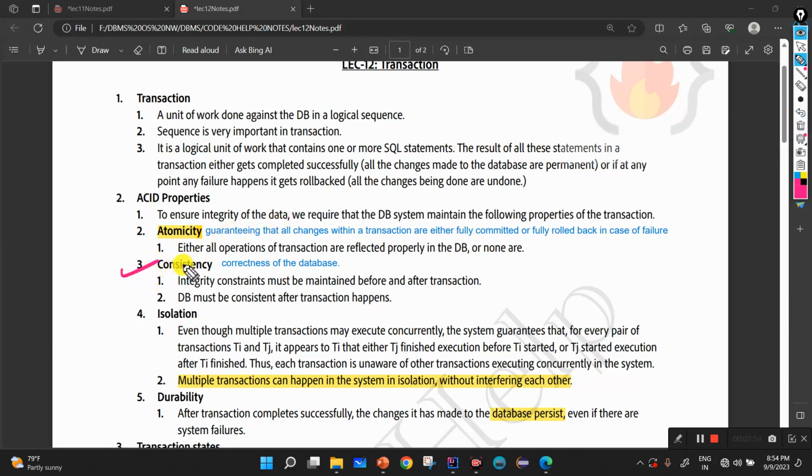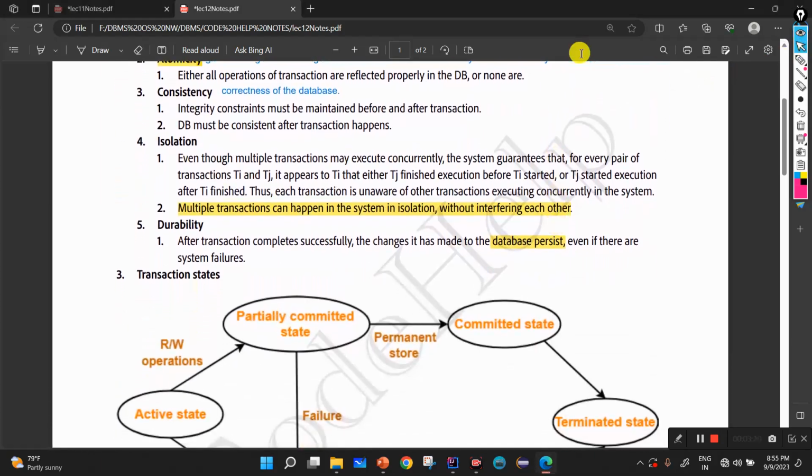Now, consistency means the correctness of the database. Integrity constraints must be maintained before and after the transaction. The DB must be consistent after the transaction happens. So there should not be any errors or mistakes in the database. The database should always be correct. Got the point?